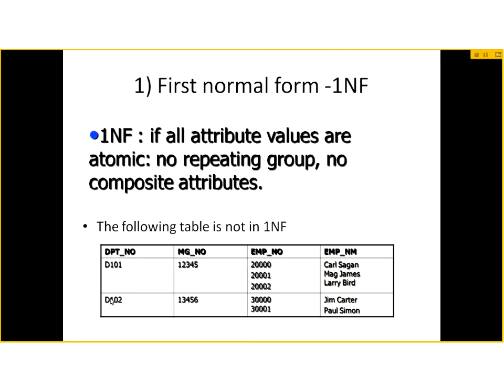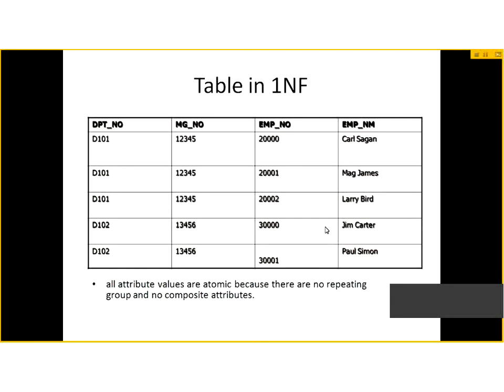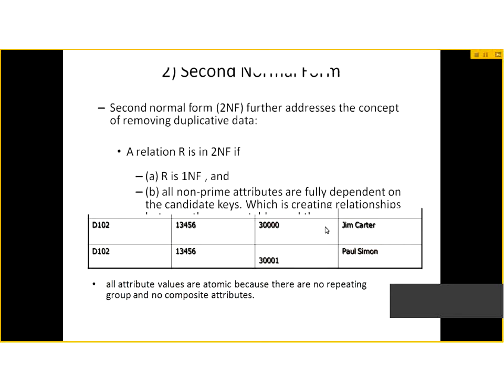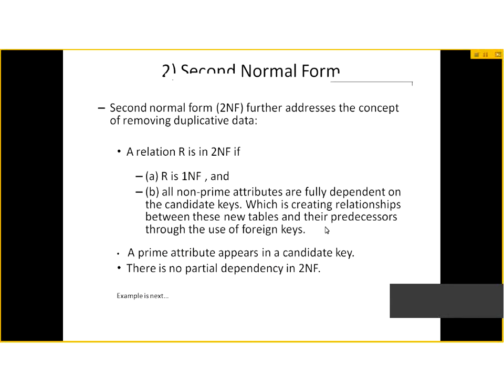This is the same first normal form explained through a different example. We have department number, manager number, and then manager name, I think, or something else. Then employee number and employee name. Now, instead of keeping multiple attributes in one row, you have to make separate entries in your table for each one of these. So now all attribute values are atomic because there are no repeating groups and no composite attributes.